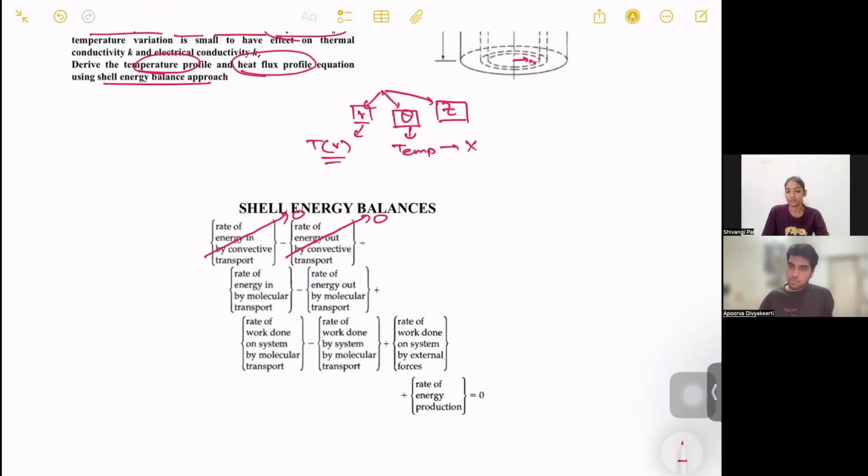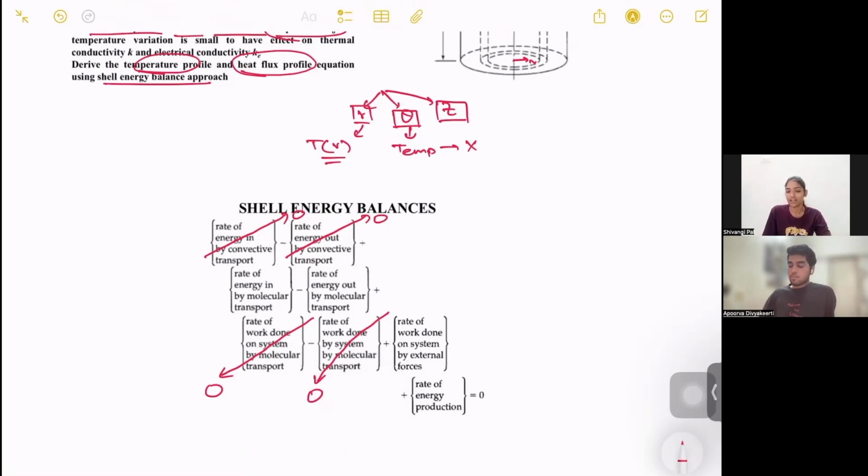Coming to the fifth term, rate of work done on system by molecular transport, this will also be zero. Why? Here, molecular transport does not mean the molecular transport we have seen above. It is slightly similar to the convection part. This term implies that energy is coming into the system due to molecule movement. Since we do not have any fluid outside the solid wire, there is no molecule moving or energy coming into the system. So this term will be zero. Similarly, the sixth term, the rate of work done by system by molecular transport, will also become zero.